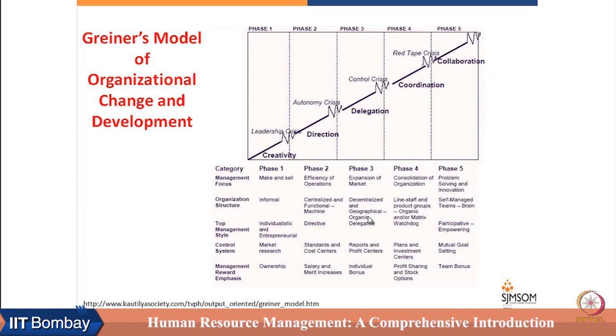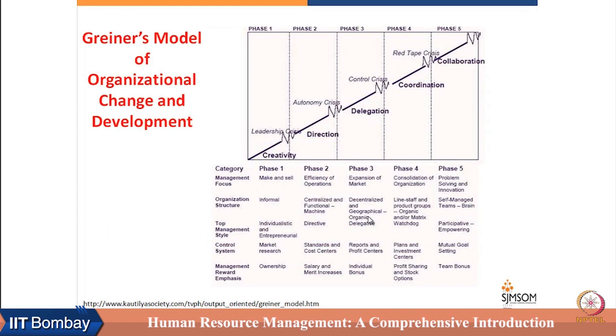But once the organization grows beyond that initial number and enters the growth stage, there is a need for formality, and enhancing efficiency in operation becomes the major question. Organization structure also becomes more complicated. It remains centralized, but a functional or mechanistic structure starts emerging. Standard and cost centers, standard operating procedures, not only about production but about various functions including HRM, are recognized to be implemented in this stage. Salary and merit increases become more and more formal.